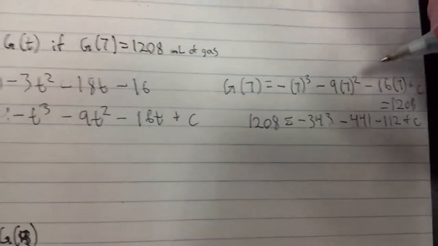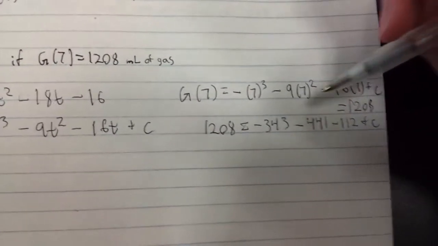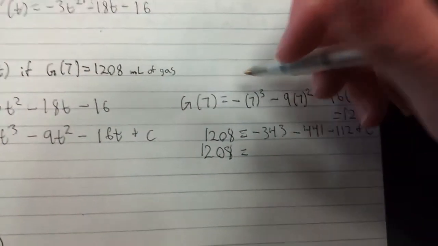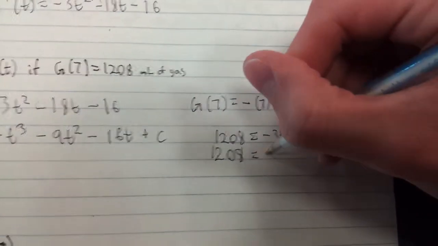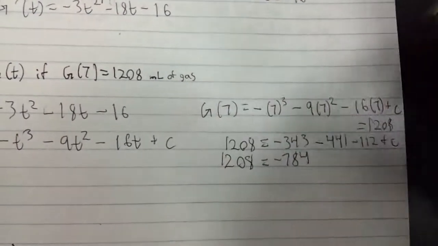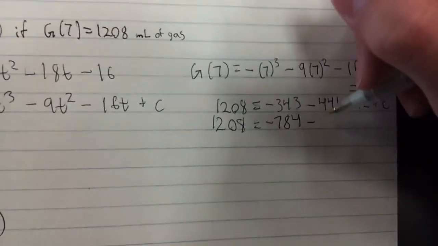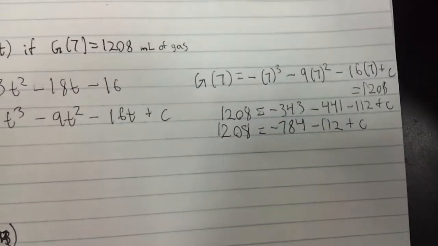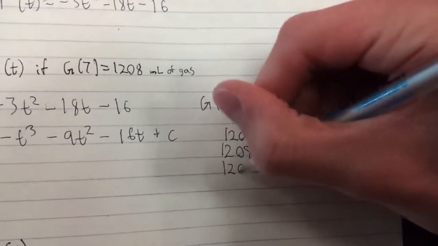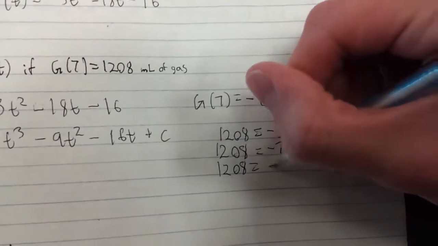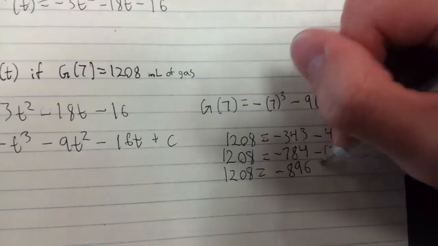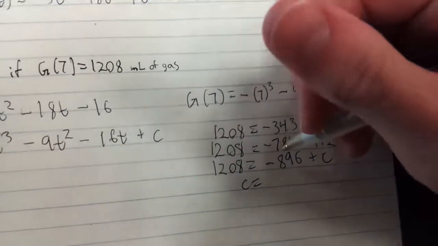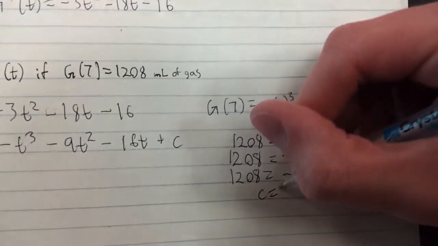Simplify that all together. I did this in a few steps, so it's a really complicated one. 1,208 is equal to negative 784 minus 112 plus c. Now, simplify that again. This is almost the last step there. And that comes out to c equals 2,104.